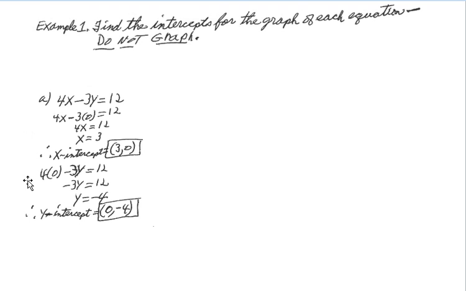To get the y-intercept, remember, we let x equal to 0. So the equation becomes 4 times 0 minus 3y equal 12, and thus minus 3y equal to 12. Dividing both sides by minus 3, we get y equal minus 4. Therefore, the y-intercept becomes the ordered pair 0, minus 4.